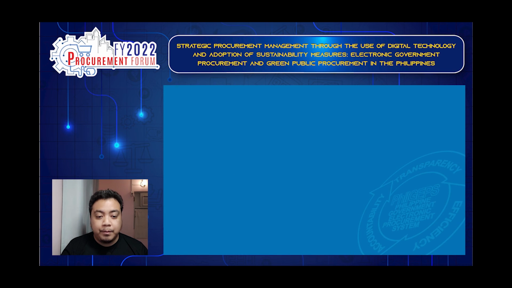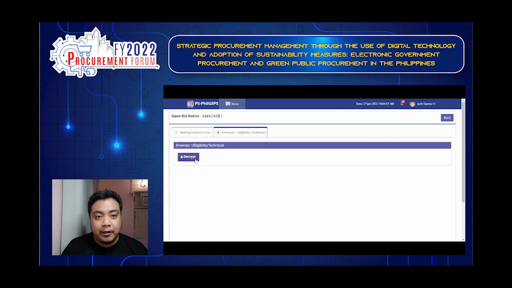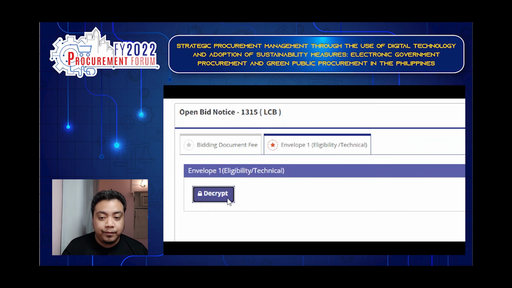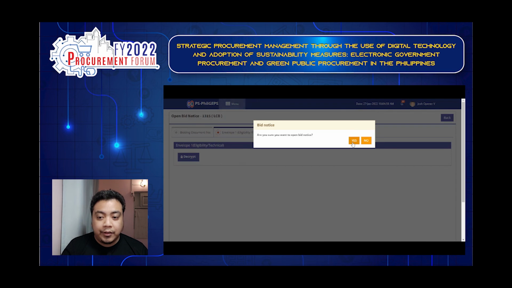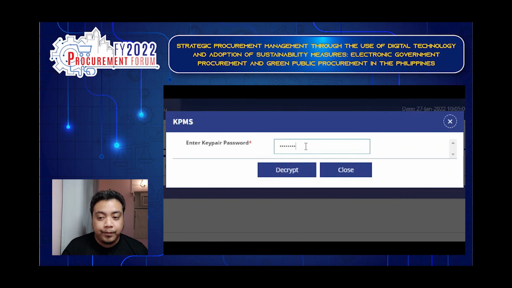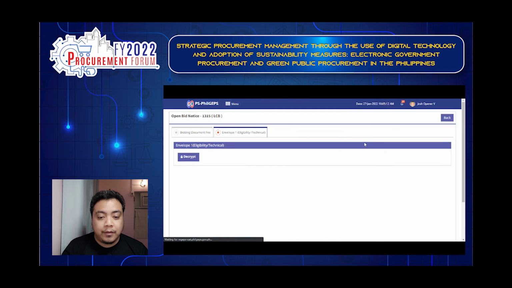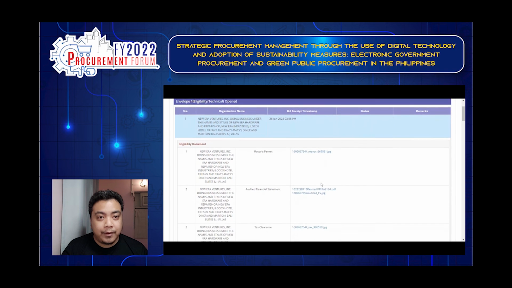So afterwards, yung bid decryption naman natin. So yung bid decryption, it needs yung pag-decrypt using the key pair ng bid opener natin. So just enter the key pair password and click the decrypt button. And then we can decrypt all the submitted documents coming from the merchant.